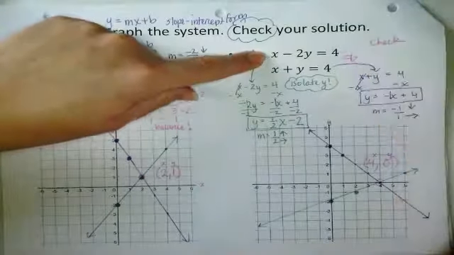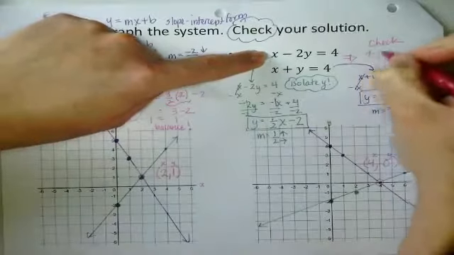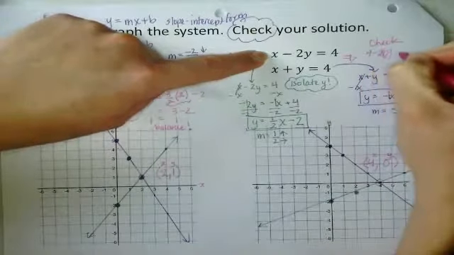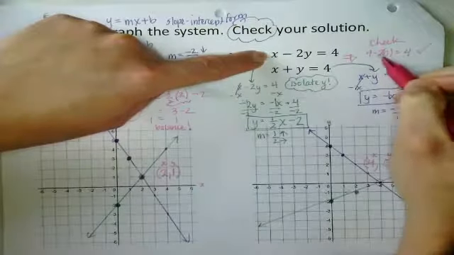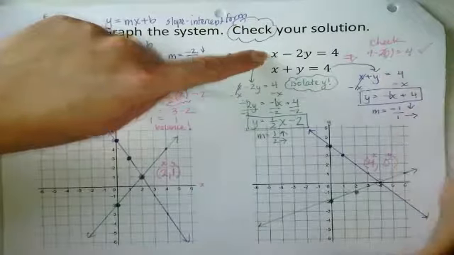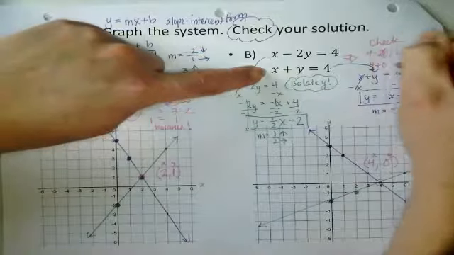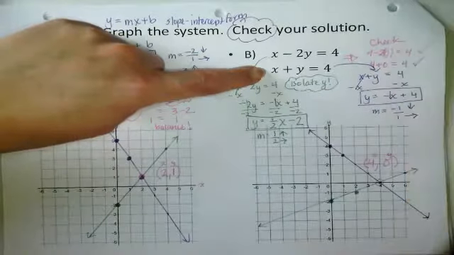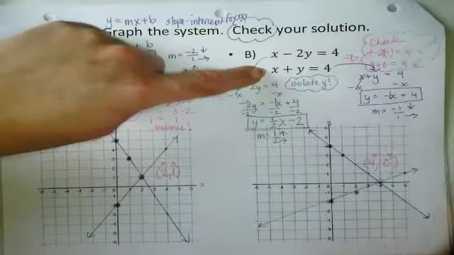And this is totally something you could do in your head as well. So the x value is 4, minus 2 times 0 equals 4. Yes, that's absolutely a true statement. 2 times 0 is 0. 4 definitely equals 4. I'm going to check the second equation. 4 plus nothing equals 4. Yes, that is also true. So it's usually pretty easy to check.